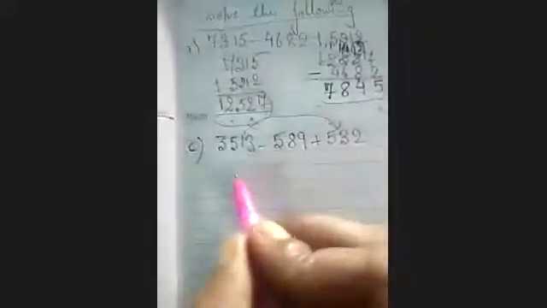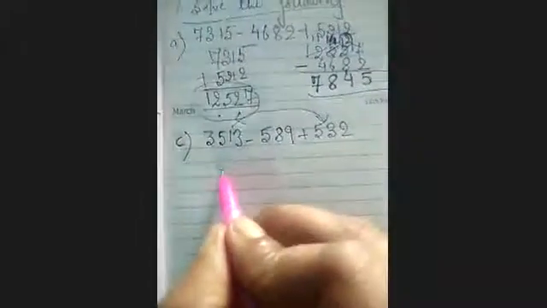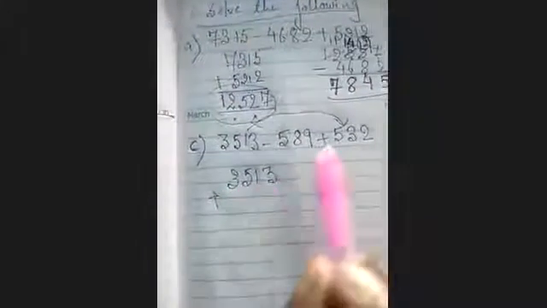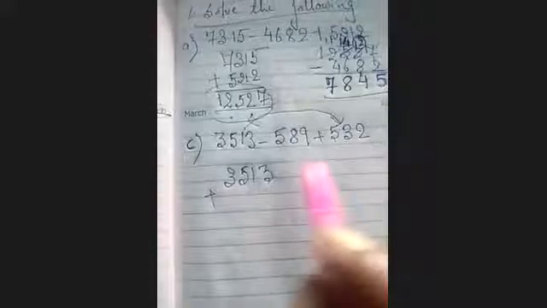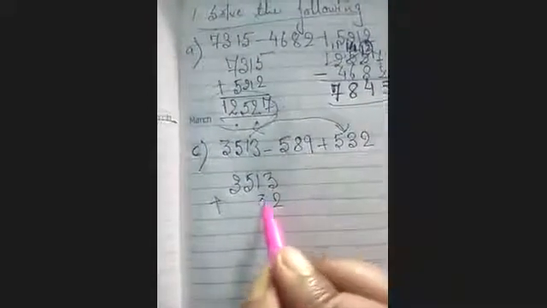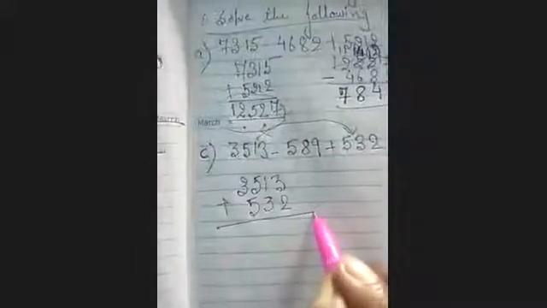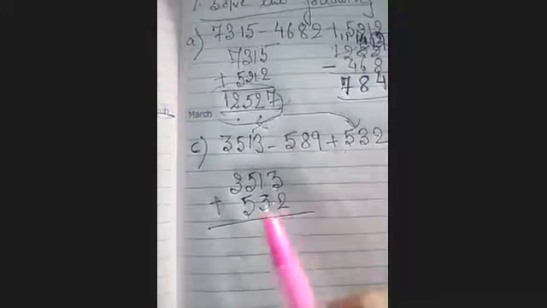So let's start. This is 3513 plus 532. Here there are 4 digits and here only 3 digits. It's 2, 3, 5. Now add 2, 3, 5.